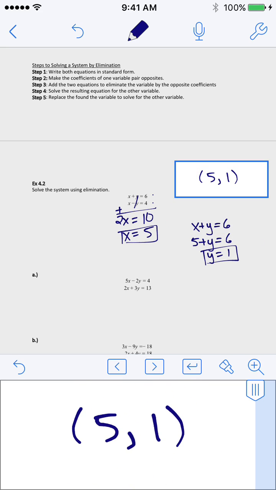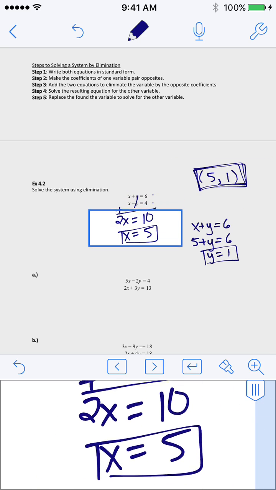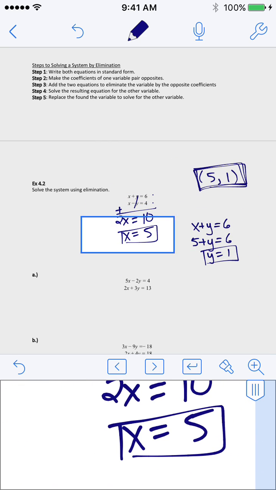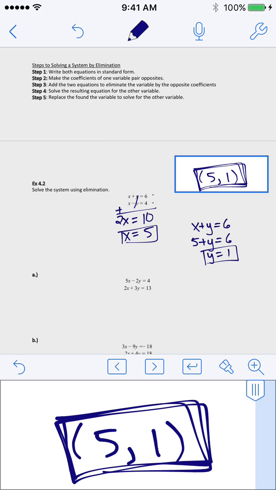And therefore we get 5, 1 as our solution. I know I'm boxing the x and the y as we go across. You do not need to do that, but you do need to show me the ordered pair at the very end. That is your solution. That is your answer, right? That is the place where these two equations cross. I don't care that x is 5. I care that they cross at 5, 1, right? I'm just boxing it so that it's nice and easy to find later on.